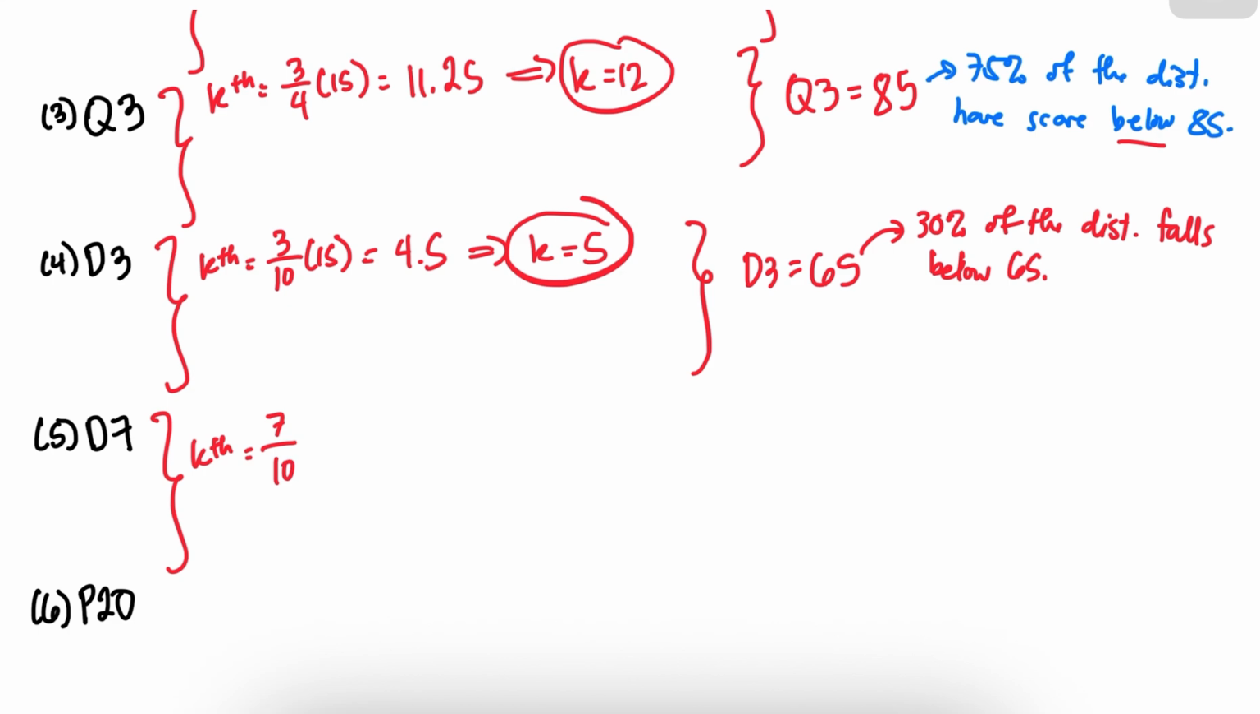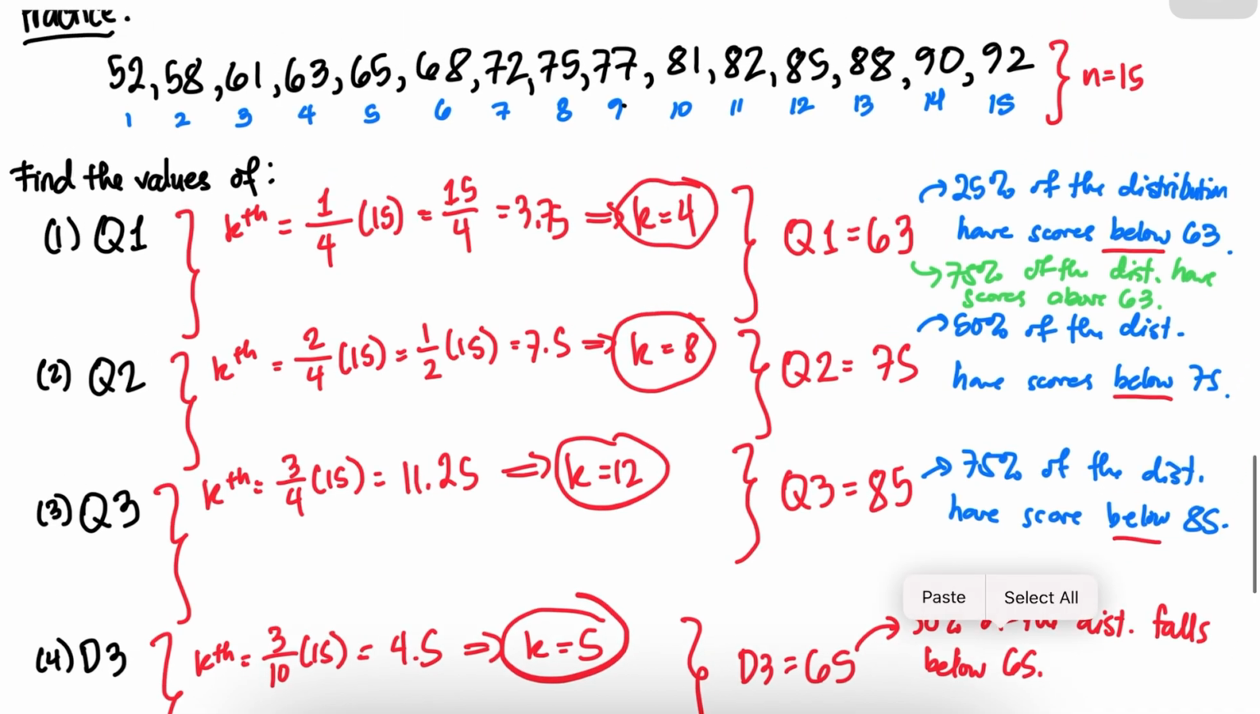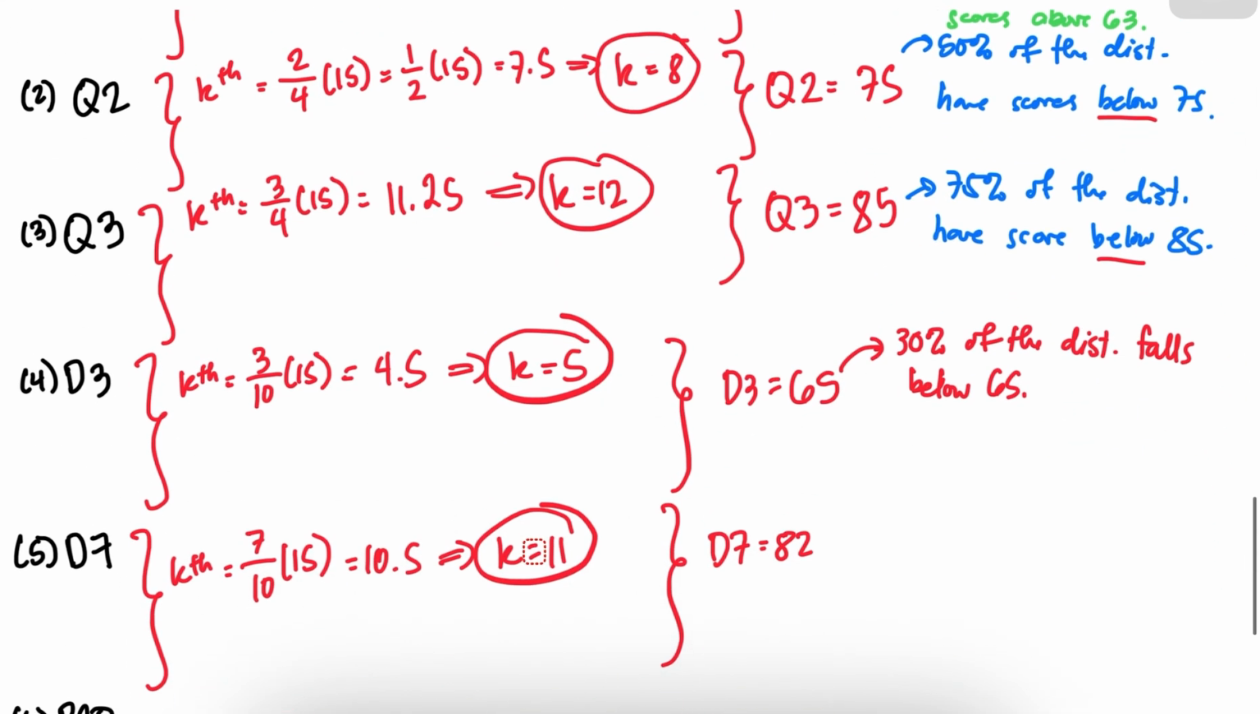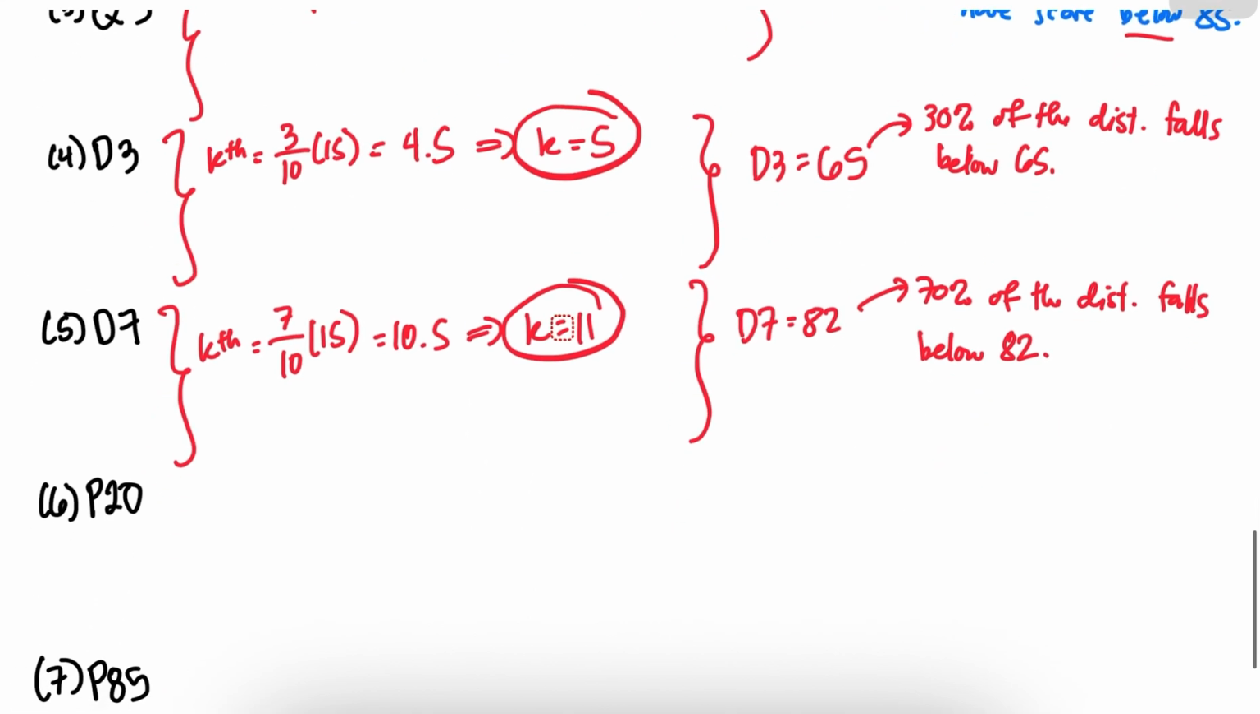Okay, let's proceed. D7, so the kth value first, so that's going to be 7 because of D7 right here. 10 because it's a decile, multiplied by 15. So let's go ahead and directly write that. 7 divided by 10 times 15 is going to give us 10.5. We're going to round that off by rule 2. So our k is going to be 11. And what's the 11th value? Let's see, that's going to be 82. And our D7 therefore is 82. Let's double check. Yep. Okay, so this tells us that 70% of the distribution falls below the score of 82. I'll just put it in context.